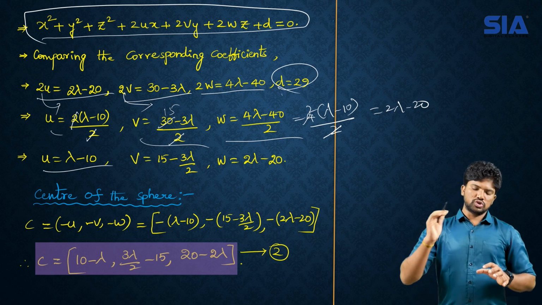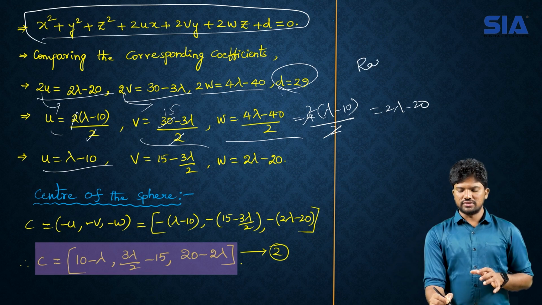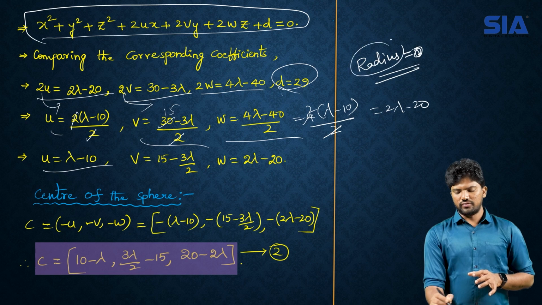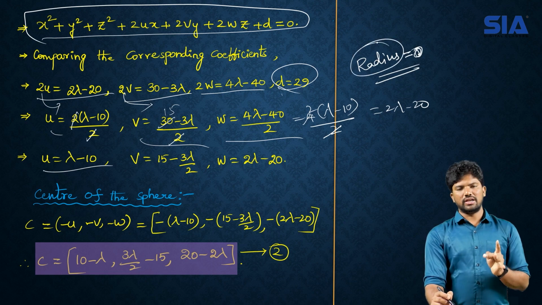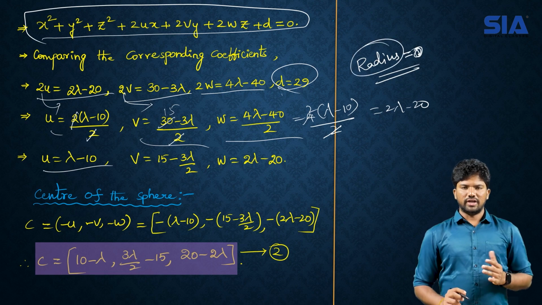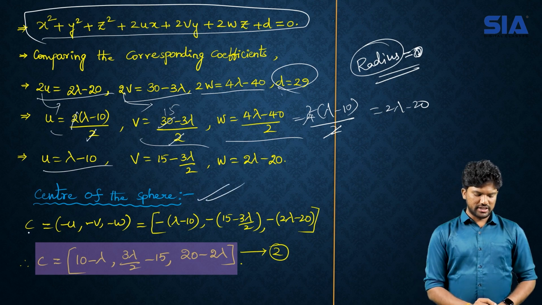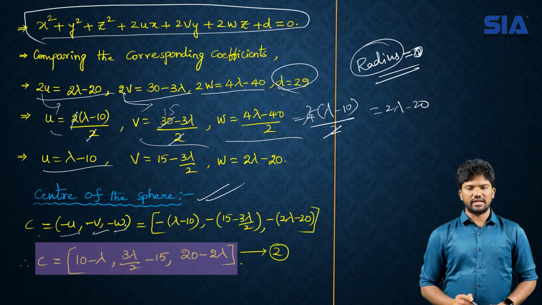Now after finding these, we have to find the center of the sphere. Why? Because to show that the radius is equal to 0, we need to find the u, v, w values. Already we have those values. Now find the center of the sphere. So c is equal to minus u, minus v, minus w.